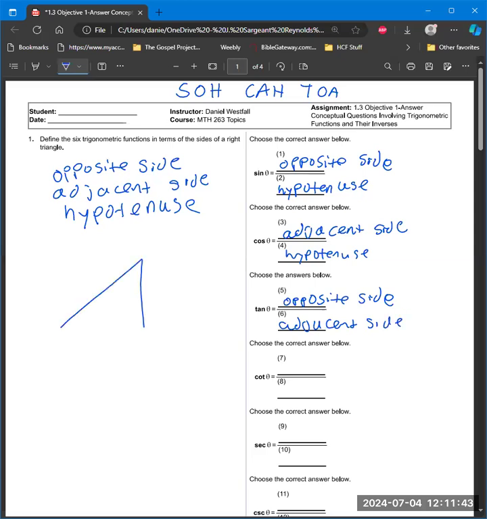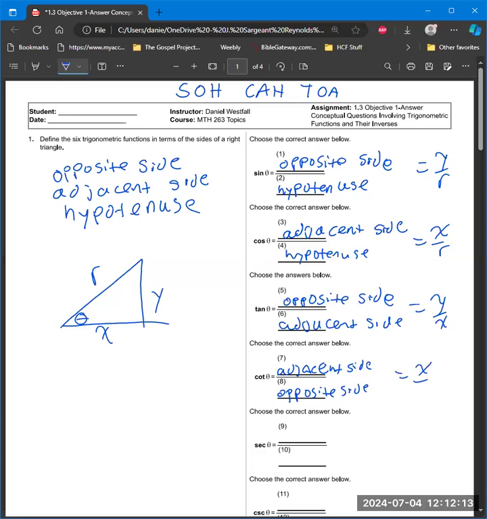We're normally just going to talk about this being theta, this being x, this being y, and this being r. So this is going to be y over r. This is going to be x over r. This is going to be y over x. Cotangent is going to be the adjacent side over the opposite side. So that would be the same thing as x over y.